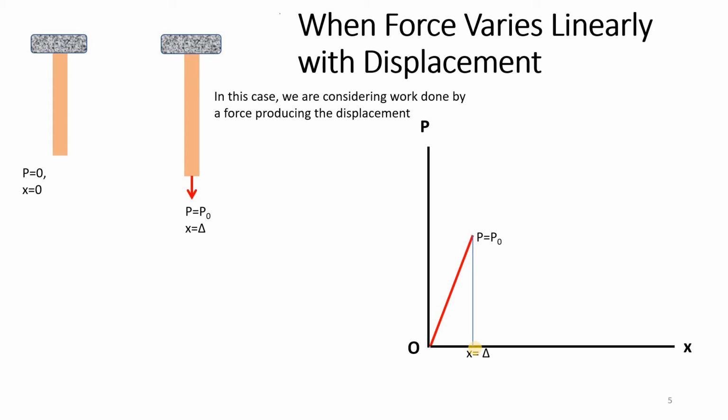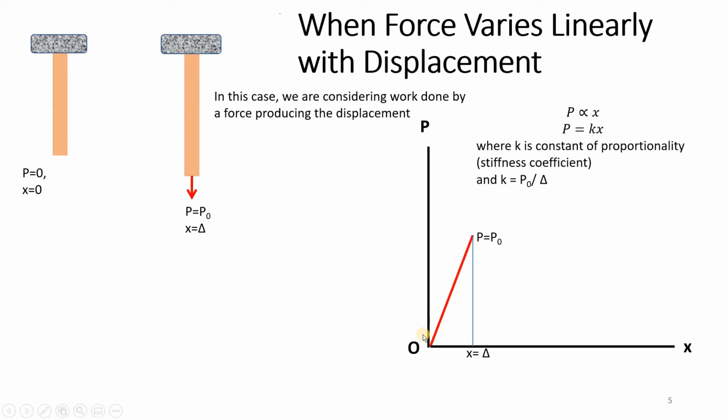So the work done by this P naught, the work done when the displacement goes from 0 to delta, we can calculate that. But before that, let's explore this load displacement relationship. It is a linear relationship. We are assuming that it's a linear relationship. So P is directly proportional to X. Load is directly proportional to displacement.